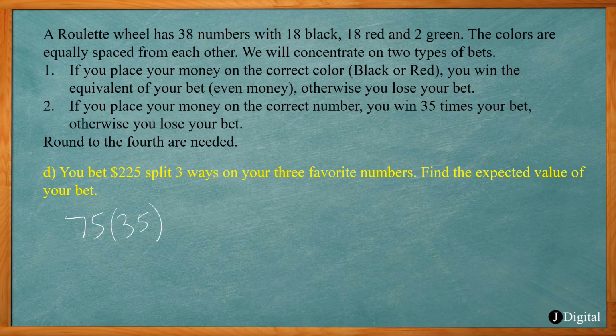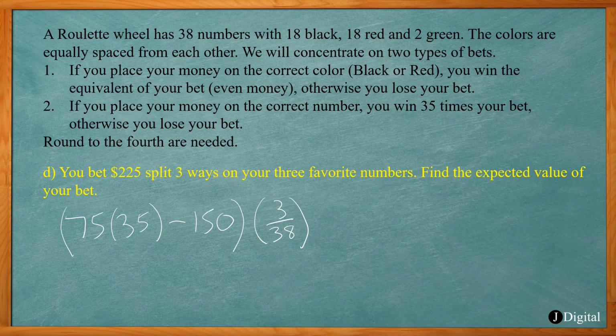Now if I land on one of those numbers, that means I didn't land on the other 2. And those are $75 each, so you're going to lose $150 on those 2 losing bets. Now altogether, if I land on one of those 3, that's going to be a 3 out of 38 chance, because there's 3 numbers that I bet on out of a total of 38. And if I land on one of those 3, I'm going to get 75 times 35, but then I'm going to lose 150 that I have on the other 2 numbers.